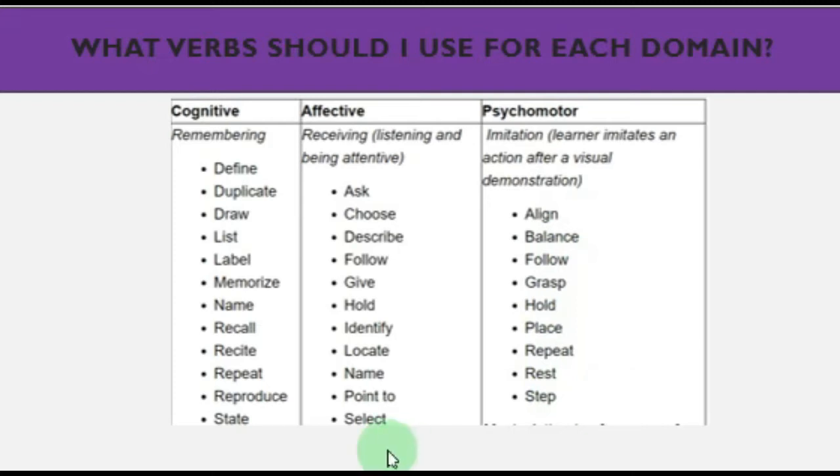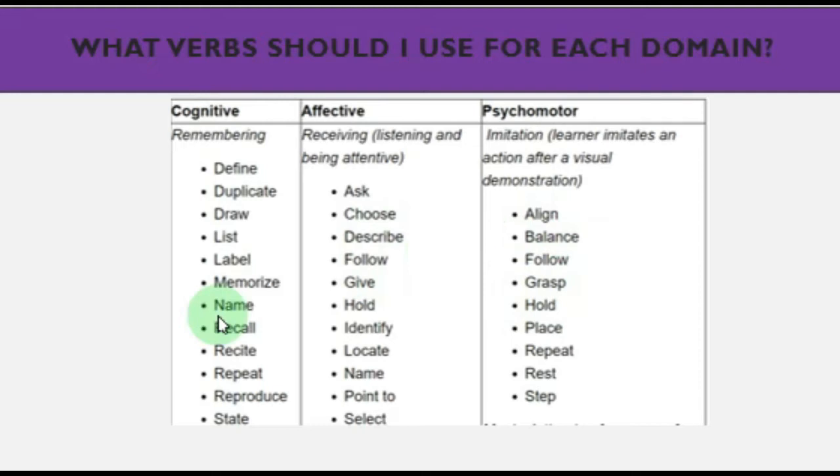Okay, sa affective naman, listening and being attentive. Okay, yun yung gusto natin makuha. Pwede ka magsimula sa to ask the student regarding on their behavior, something like that. To let the student choose or to let the student describe. Okay, doon natin siya kukuha. To apply the balance or to have balance.